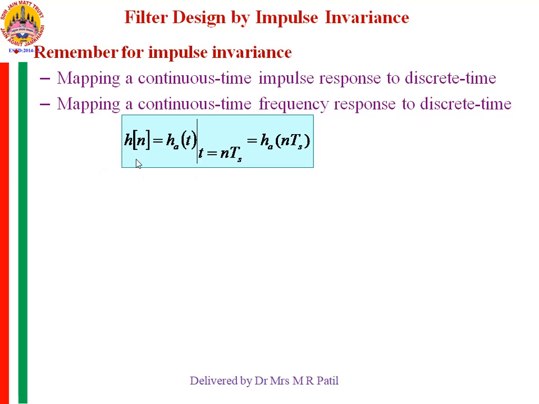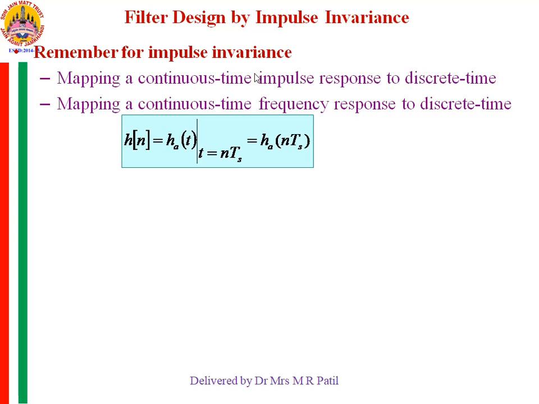Suppose h of n you need to obtain from the analog h_a of t, where t you have to replace with nTs, so that you get h_a of nTs. Generally, instead of writing nTs, a discrete time system we designate only by the integer values. So Ts we leave, and the index we observe for the integer values and write it as h of n. So h of n will be equal to h_a of nTs.